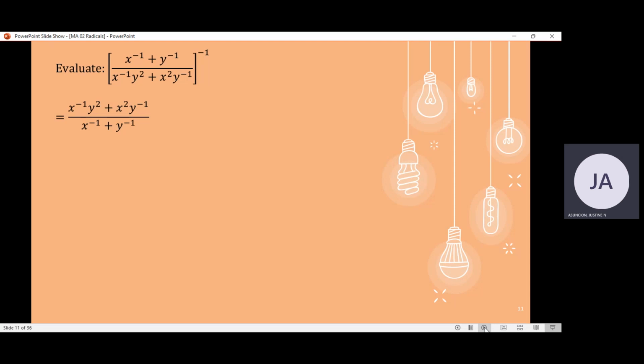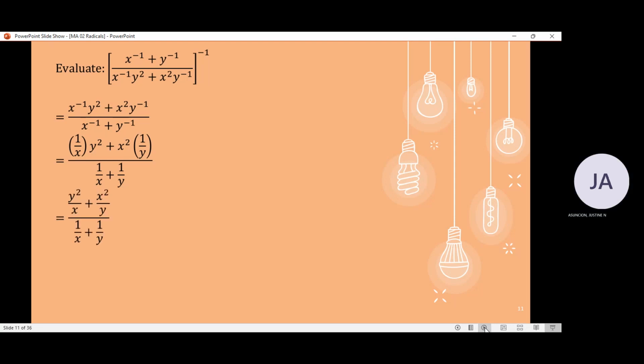Okay, and then we apply again the laws of exponents, the negative exponent. So 1 over x, y squared plus x squared times 1 over y all over 1 over x plus 1 over y. So we have here a complex fraction. Let's simplify, identify the LCD. Okay, so simplifying the numerator, we have here y squared over x plus x squared over y. Simplifying that, we have the LCD of xy. So for the numerator, we have here y cubed plus x cubed over xy, all over, in the denominator, y plus x over xy.